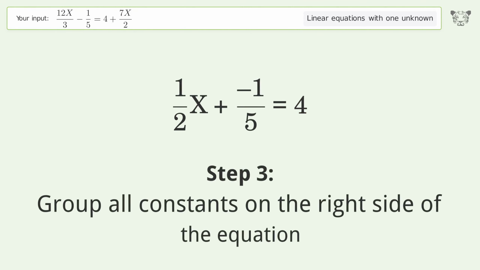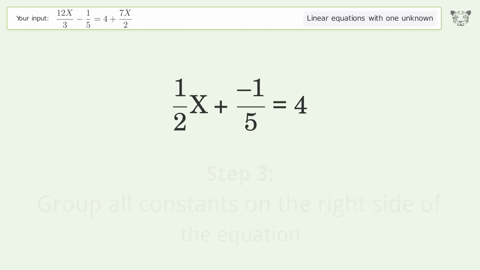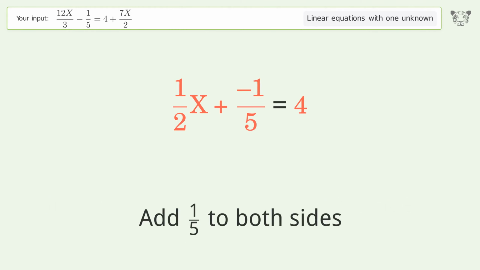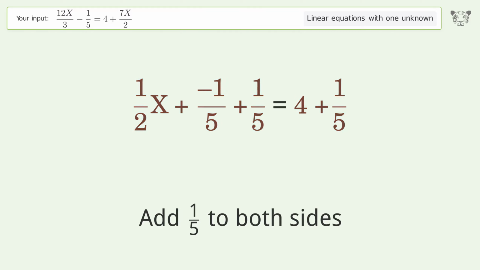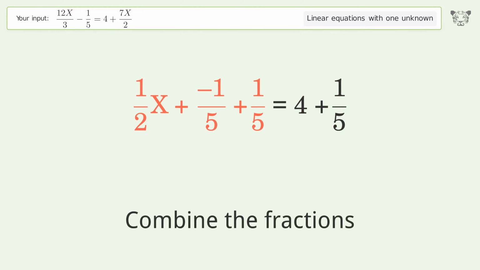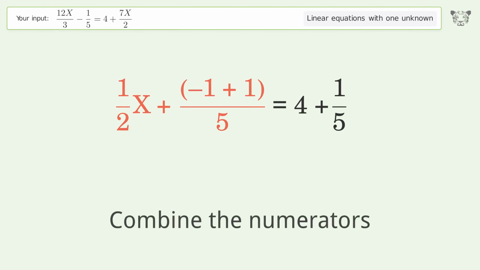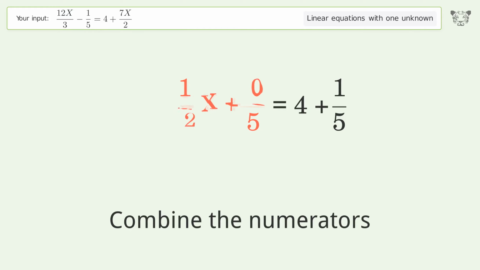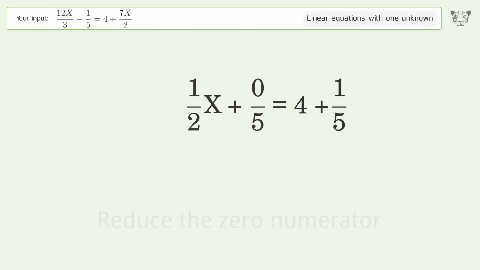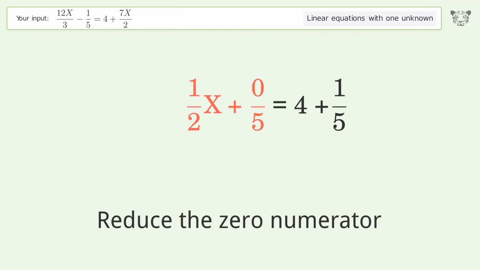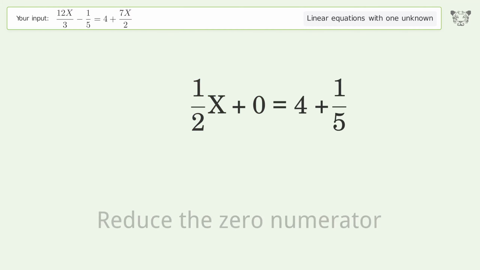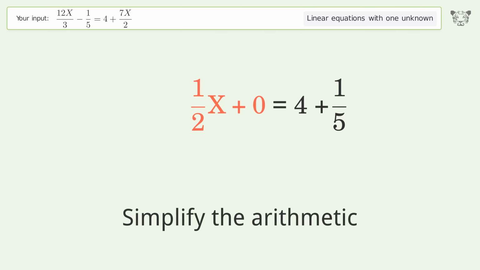Group all constants on the right side of the equation. Add 1/5 to both sides. Combine the fractions. Combine the numerators. Reduce the zero numerator. Simplify the arithmetic.